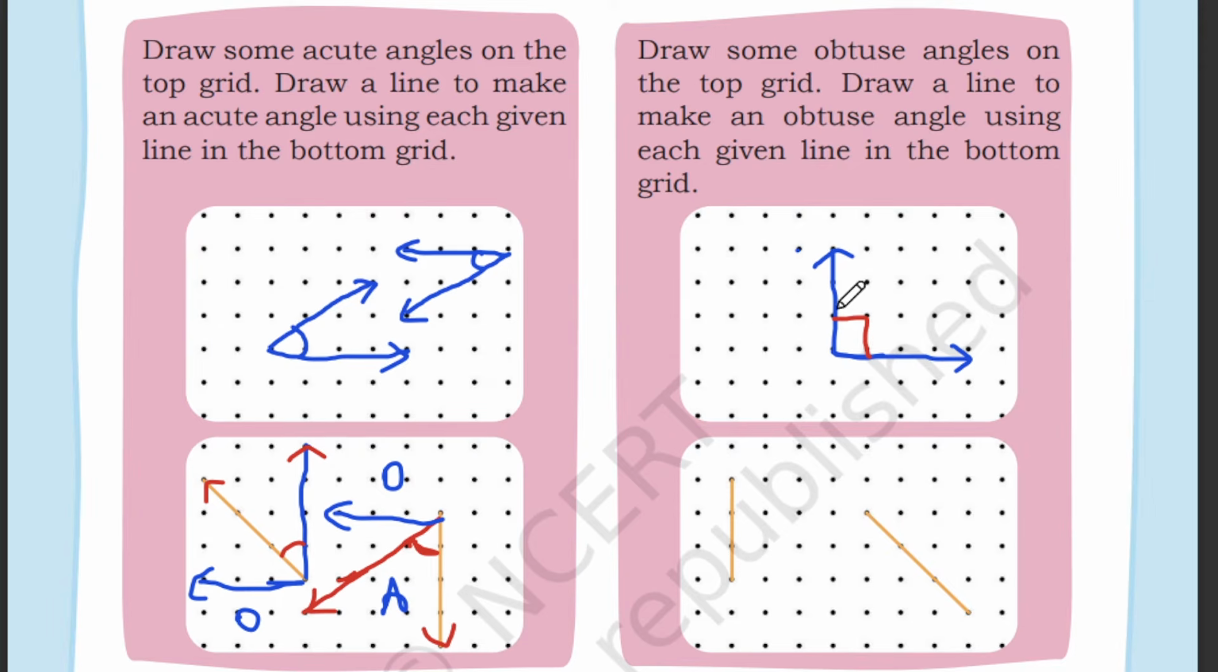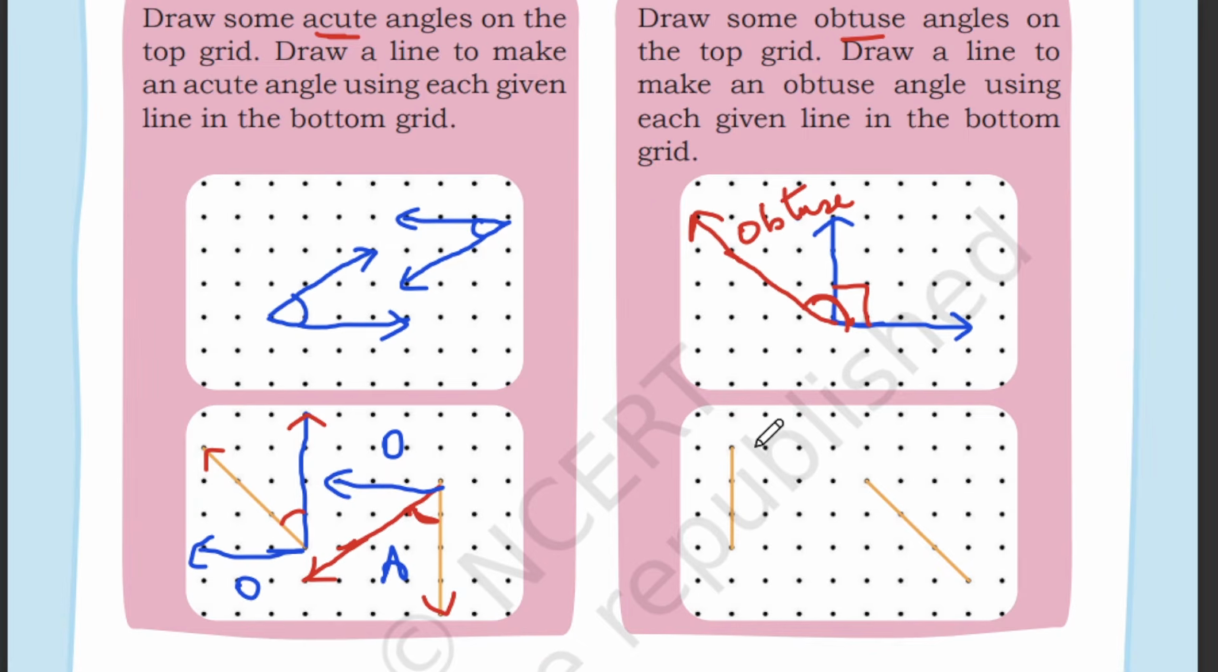So what is an obtuse angle? More than a straight angle. So if I draw an angle here, this angle is called an obtuse angle. Okay, understand very carefully. And when you draw an angle here, which is lesser than a right angle, that becomes an acute angle. So obtuse is more, and acute is less than a right angle.